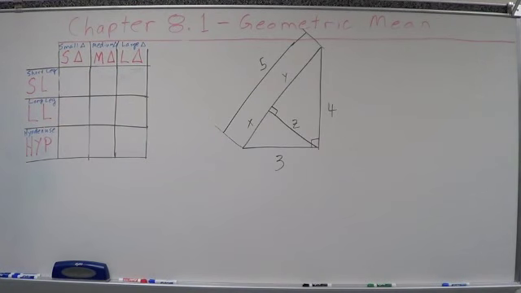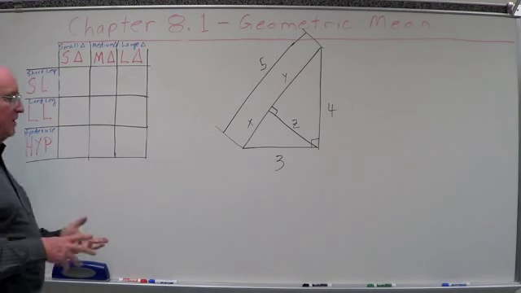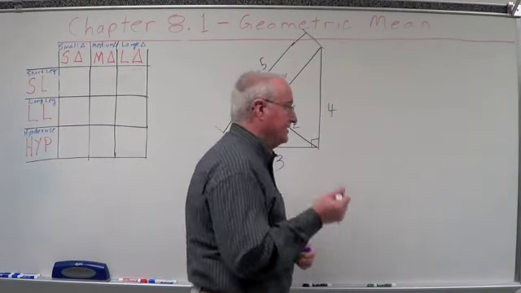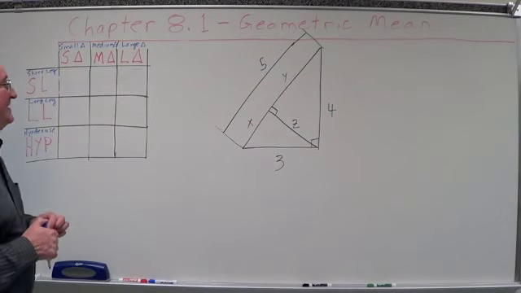Okay, this is the last of our samples on how to work with this geometric mean thing and how to set up these tables for all of our similar triangles. Okay, so let's do this one. Let's set this one up and find our x, y, and z.